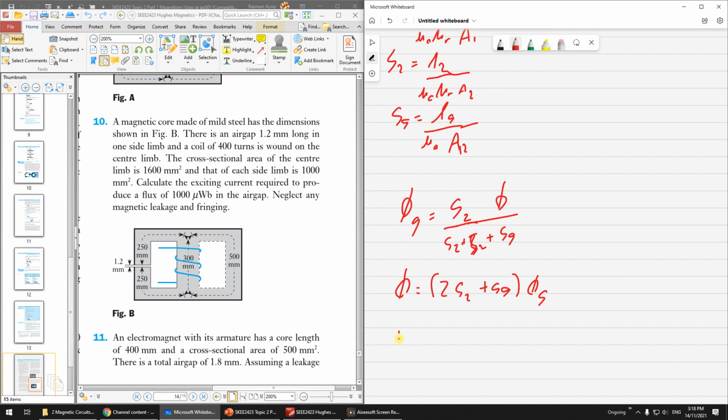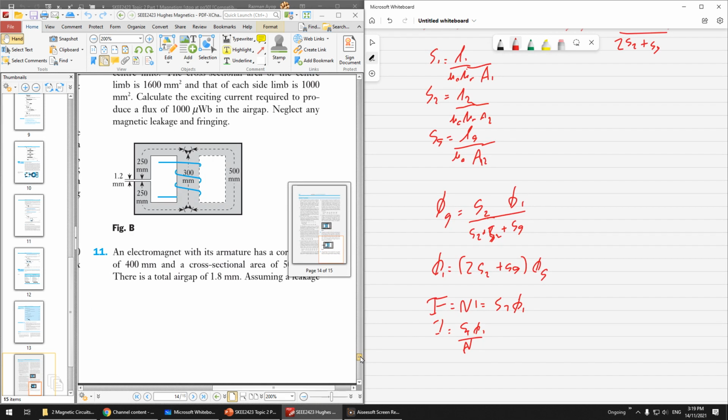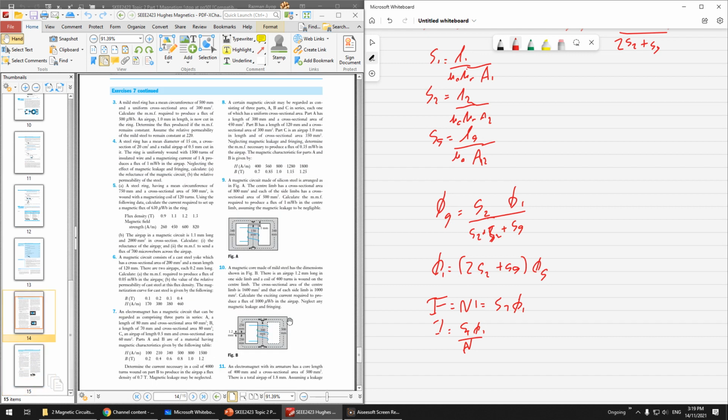Then the mmf F equals N I equals S total multiplied by flux at 1. So I is basically equal to S total multiplied by flux 1, divided by N. Make sure you try to do this. I show you the way, so try to do it on your own. Usually this question will not come out in the test because of the difficulty, but if you want to try, you can.